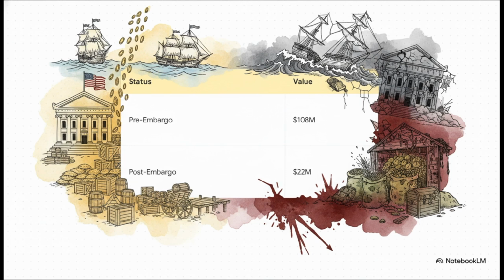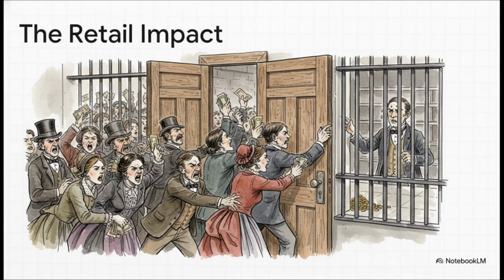The shipping industry was completely wiped out. Agricultural surpluses just rotted on the docks. Treasury revenues completely dried up. This wasn't a standard market correction. This was America's first major economic depression. And the retail portfolio impact? It was immediate and brutal.